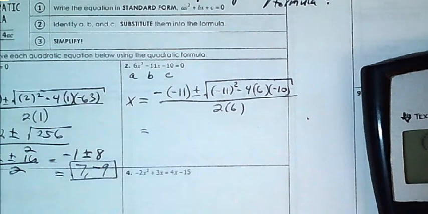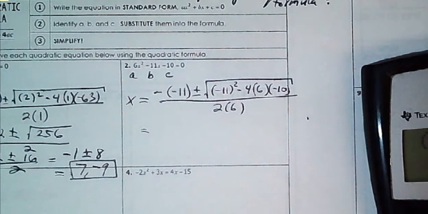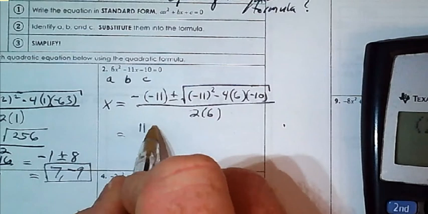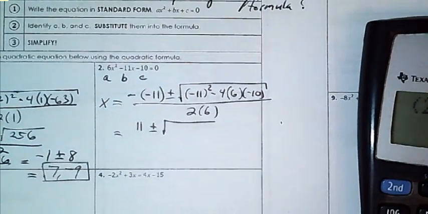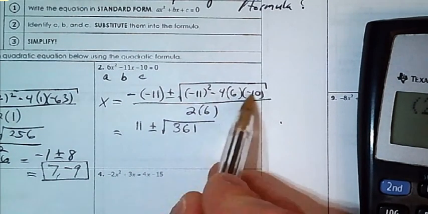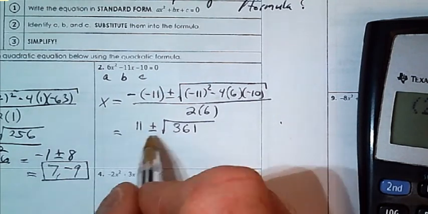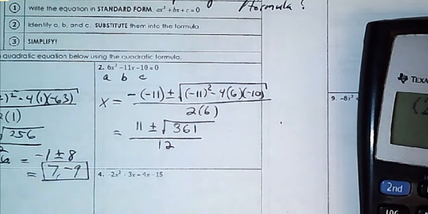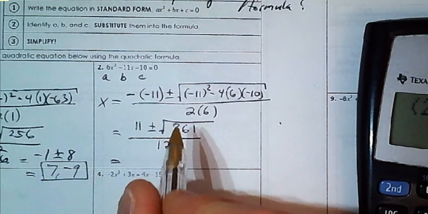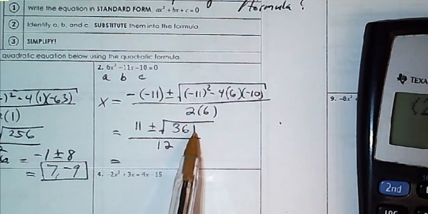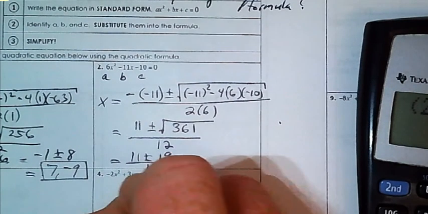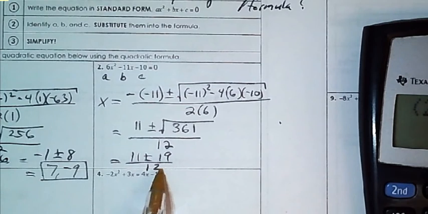Then I just simplify underneath the radical. Bring down the 11. When you put this in the calculator, you get 361. All of that is over 12. The square root of 361 is 19. These numbers are not always going to be perfect squares, but this time it is. 11 plus minus 19 over 12. Now, 11, 19, and 12 do not share a common factor.